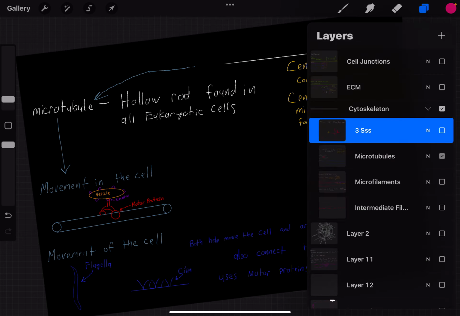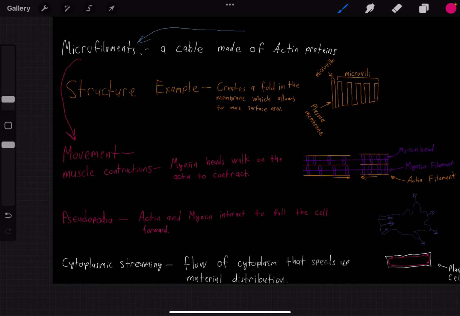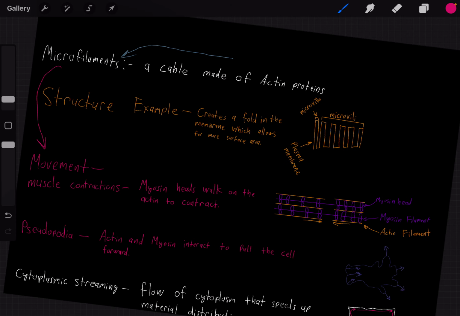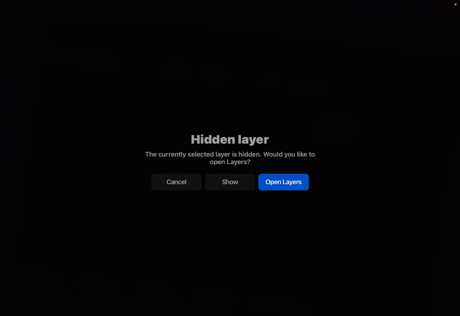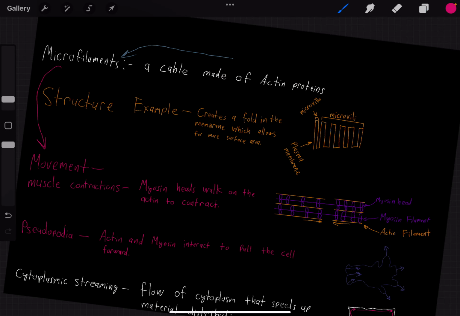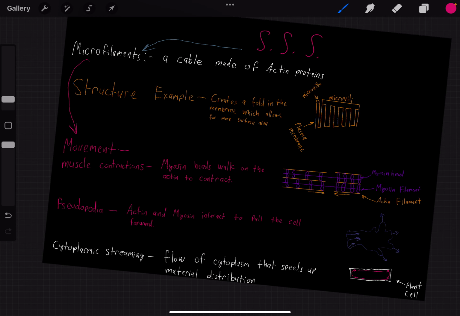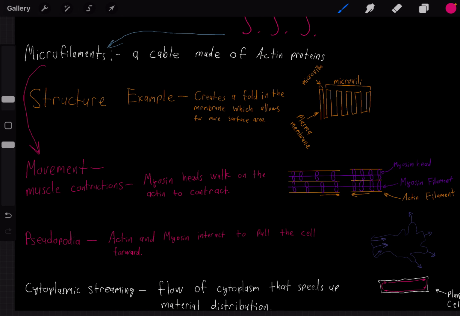All right. Next thing we talk about is microfilaments. Microfilaments also have three S's: structure, shape, and support. It's basically a cable made out of actin proteins. So they're made out of actin proteins.